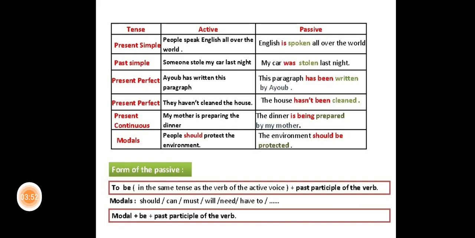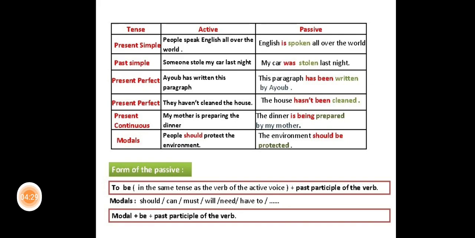Second sentence. Someone stole my car. With the subject, someone. Verb, stole. Object, my car. What is the passive? Object, verb be, verb past participle. We start with the object, my car. The verb to be, was. Why was? Because it is past, not like is in the present, because this is past simple. Stolen last night. So, my car was stolen last night.